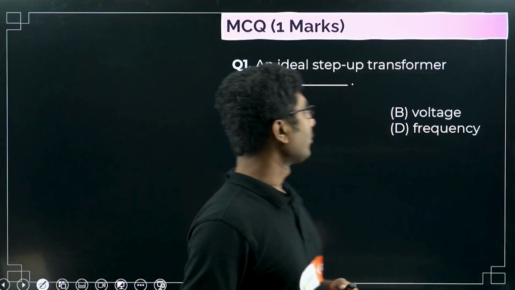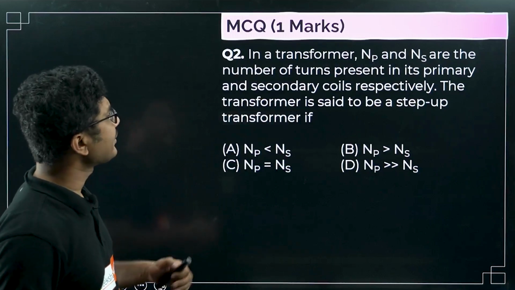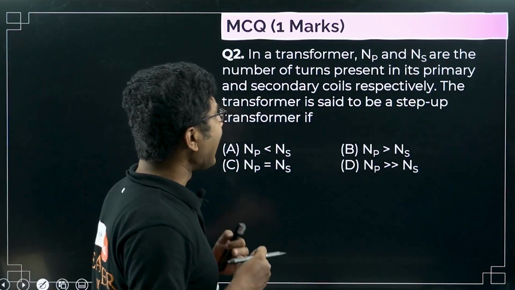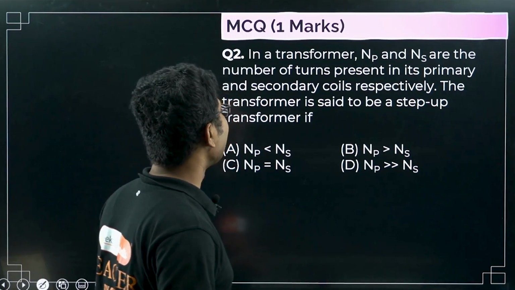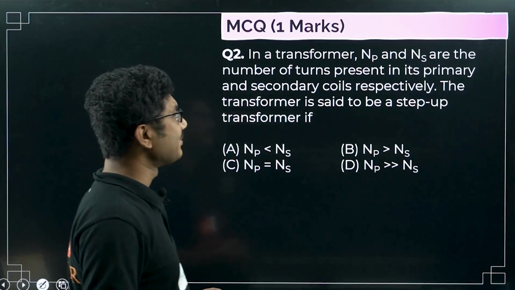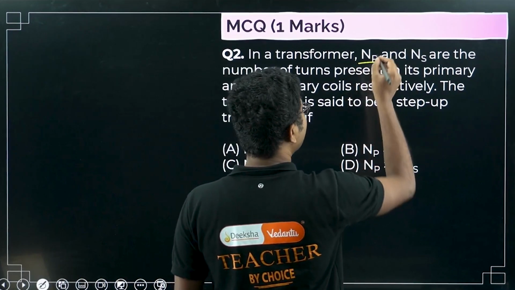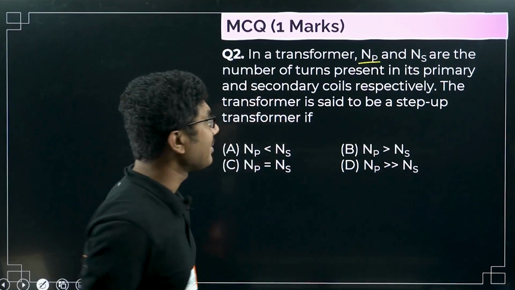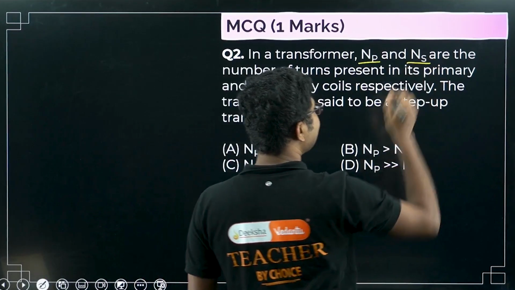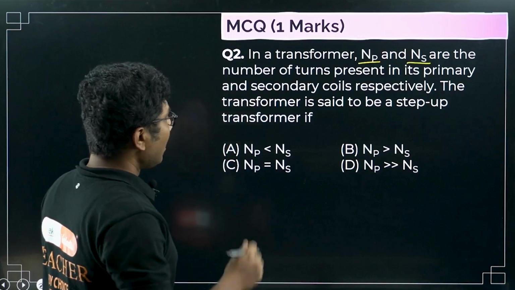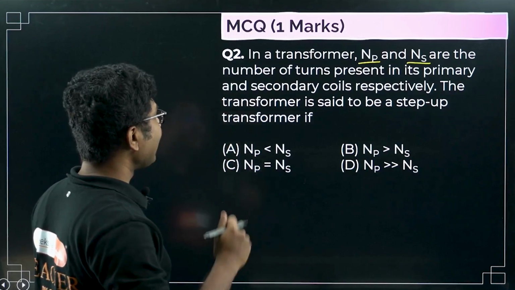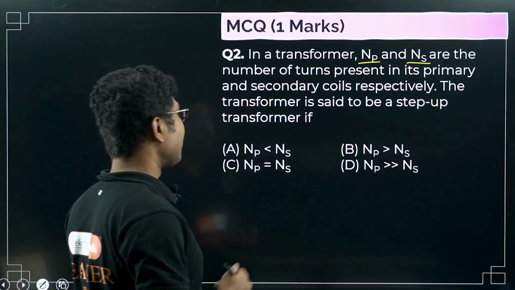For voltage. Okay. Next question: in a transformer, NP and NS are the number of turns present in its primary and secondary coils. We already know that NP means the number of turns in the primary, and NS is the number of turns in the secondary, respectively. The transformer is said to be a step-up transformer if.